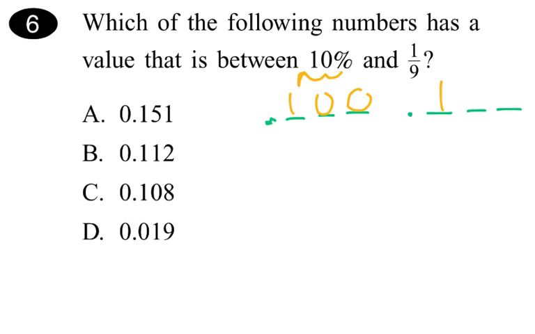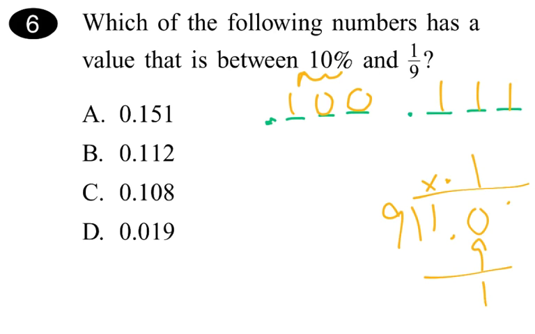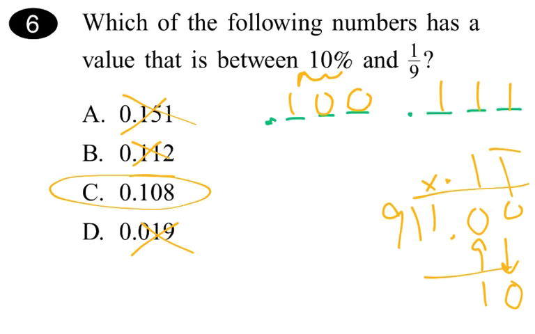1/9 would become 0.111. We can divide that if we need to, just to show that out. A 9 does not go into 1, but 9 goes into 10 one time. And we're just going to continue to have that over and over and over. 9 goes into 10 one time, so on and so forth. So which one of these numbers falls directly between 100 and 111 thousandths? 0.19 is too low. 0.151 is definitely way too high. 0.112 is just out of the range. But C, 108 thousandths, is our answer.